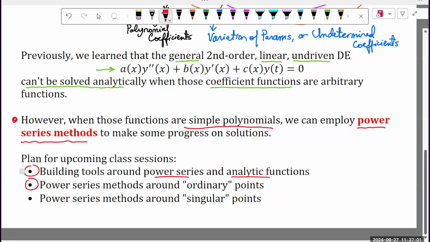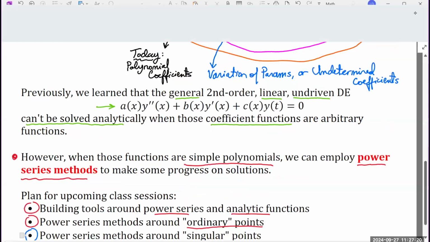And in particular, the methods that we're looking at are around ordinary points. And basically just what that means is we are not dealing with places where we have asymptotes or we risk dividing by zero. Next time, we are going to talk about power series around singular points, where these points can be a little bit trickier. Let's go to the next page.